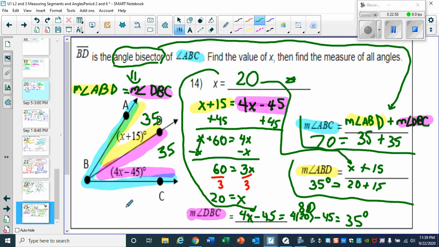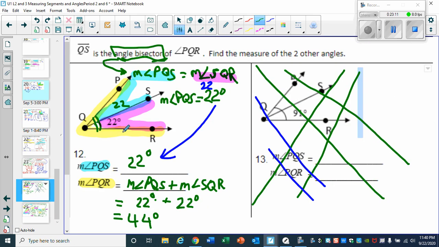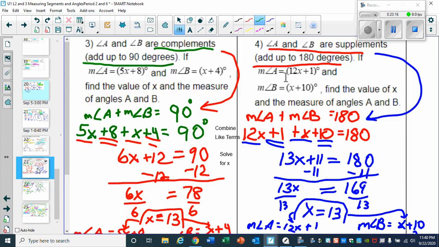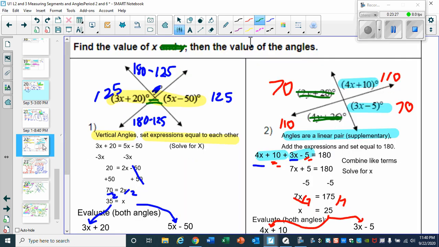So the name of the game with these angle problems is knowing your relationships. Whether or not here, angle bisector, that means your two smaller angles, set them equal to each other. Same thing here, angle bisector, that means these two smaller angles are equal to each other. Complementary, set your two angle measures to 90. Supplementary, two angle measures, add them to 180. Vertical angles, measurements are the same. Are they going across from left to right, up and down?